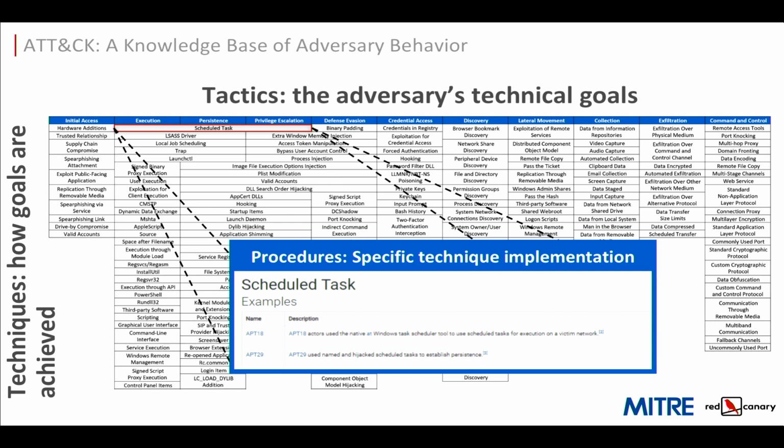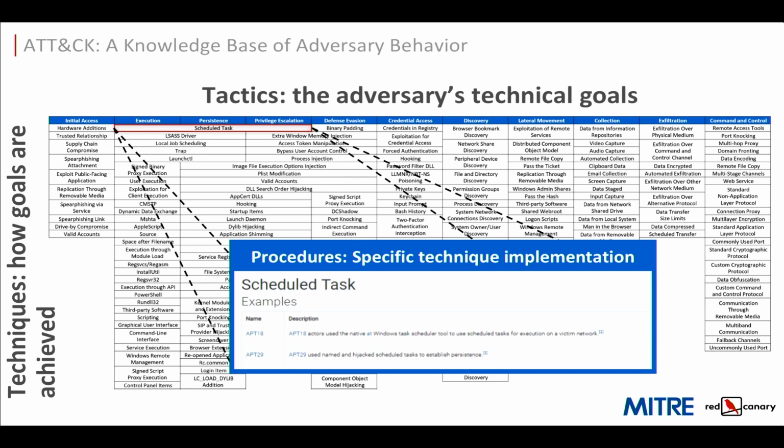Under that, we have what we call techniques. You can probably see where this is going. Techniques are the implementation of that tactic, right? How that goal was achieved. So for persistence, that's a tactic. And then a technique example would be scheduled task. Next up, procedures. That's how that technique was implemented or instantiated. So this group used XYZ scheduled task would be the procedure level.